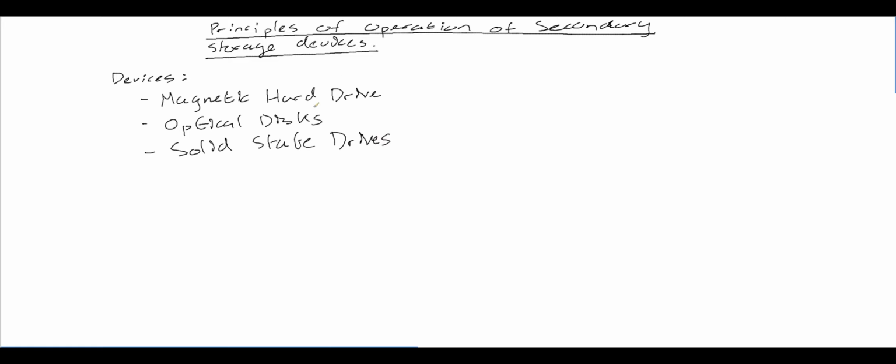In this video tutorial I'm going to be talking to you about the principles of operation of secondary storage devices. So let's start then by looking at what secondary storage devices we need to know about. So we need to know about magnetic hard drives, optical disks and solid state hard drives. Now we don't necessarily need to know about these in any great detail, we just need to know in principle how they work. So let's look at magnetic hard drives then.